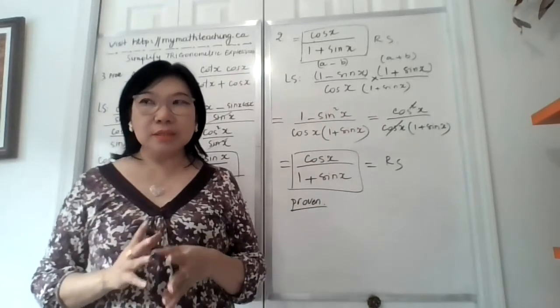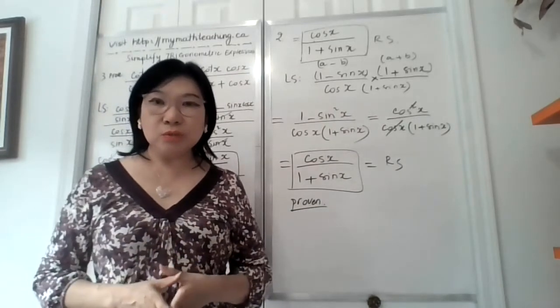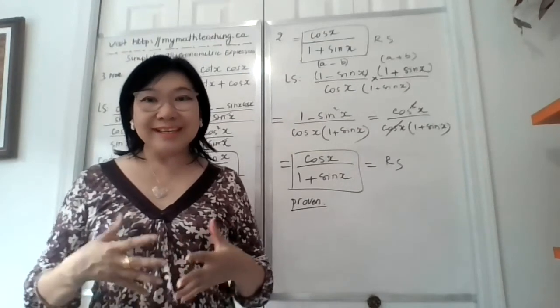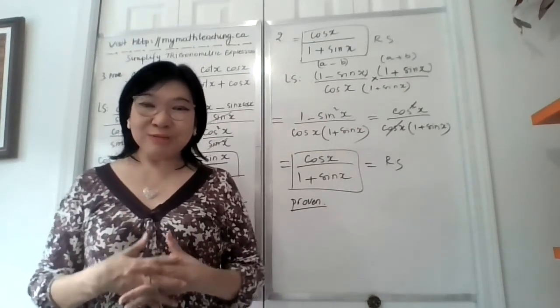Now, because we have to continue to prove another, which is a double angle identity, and I guess that will be the end of our chapter.